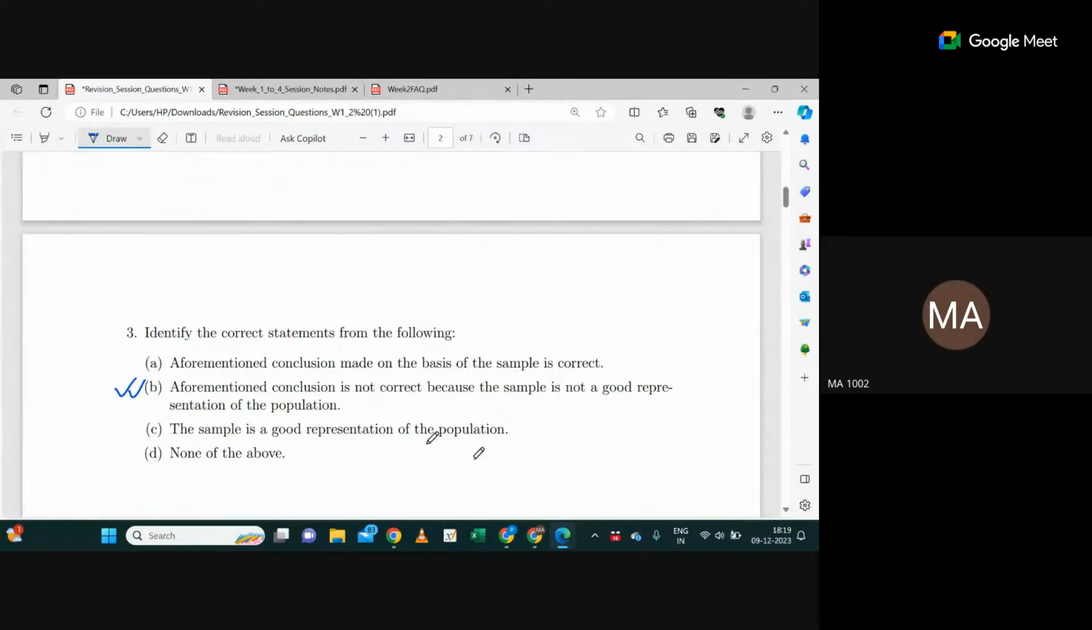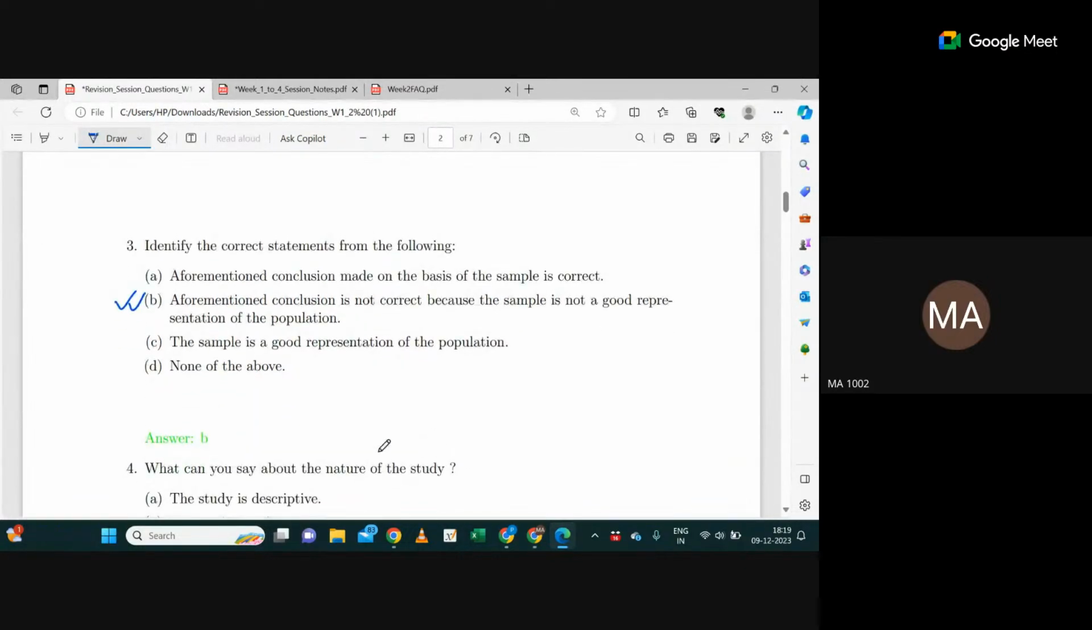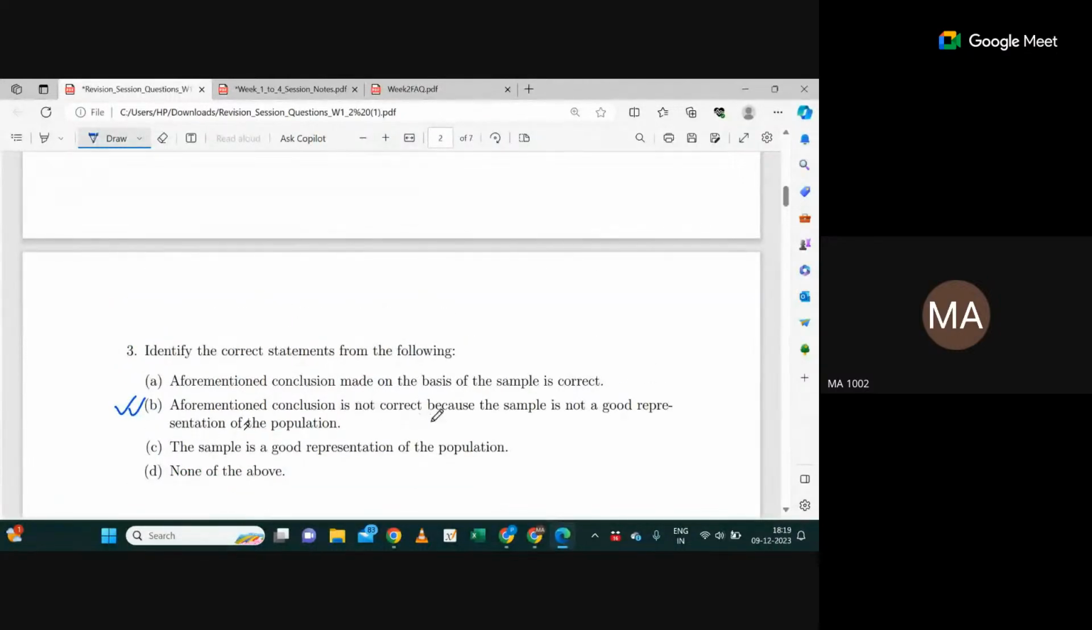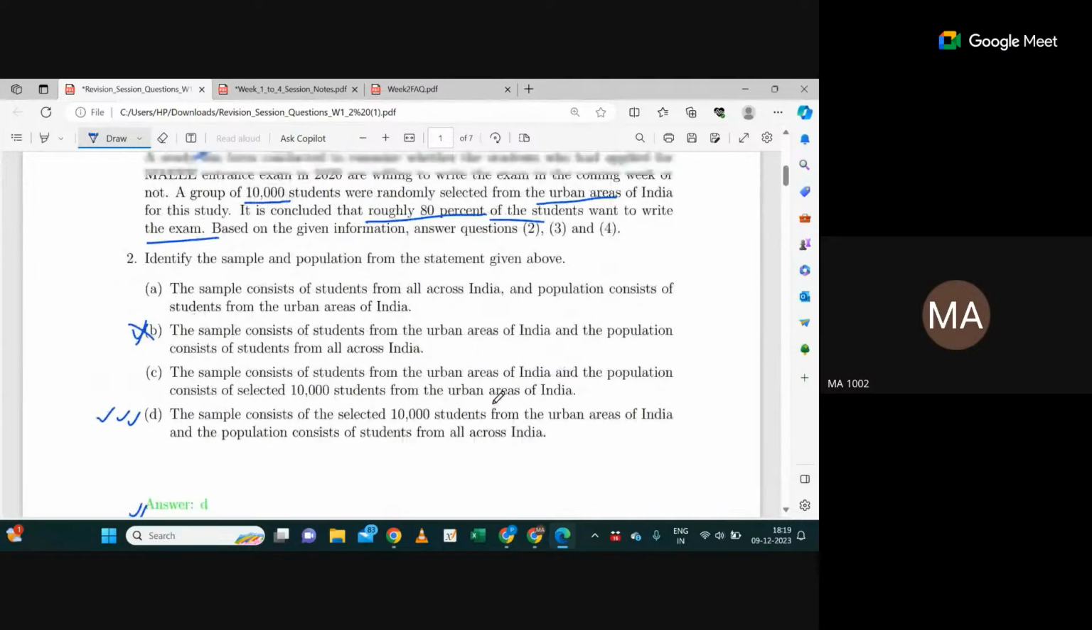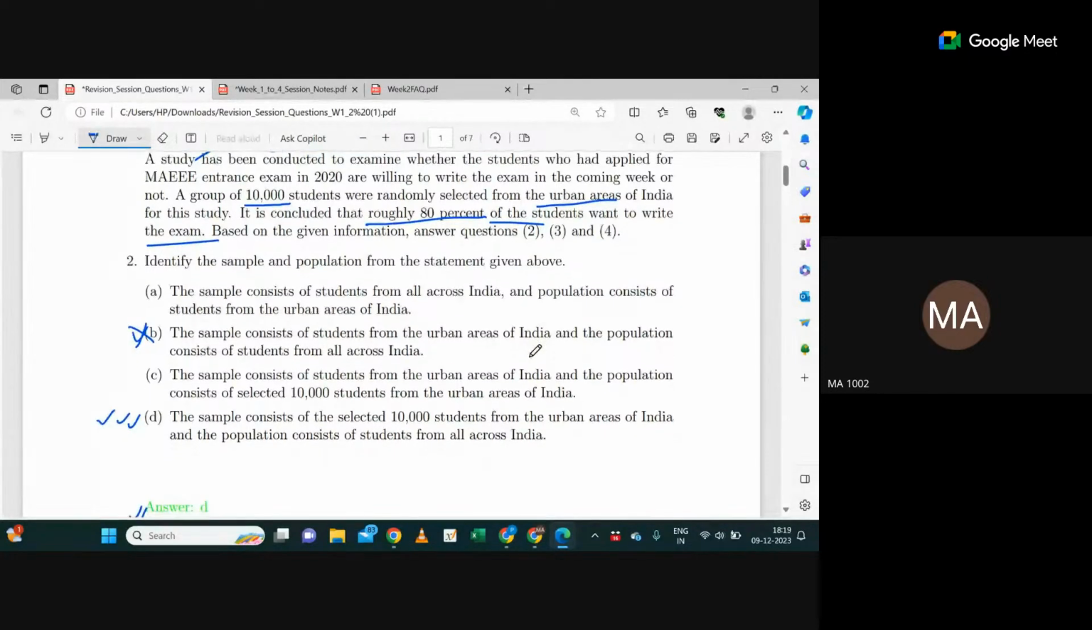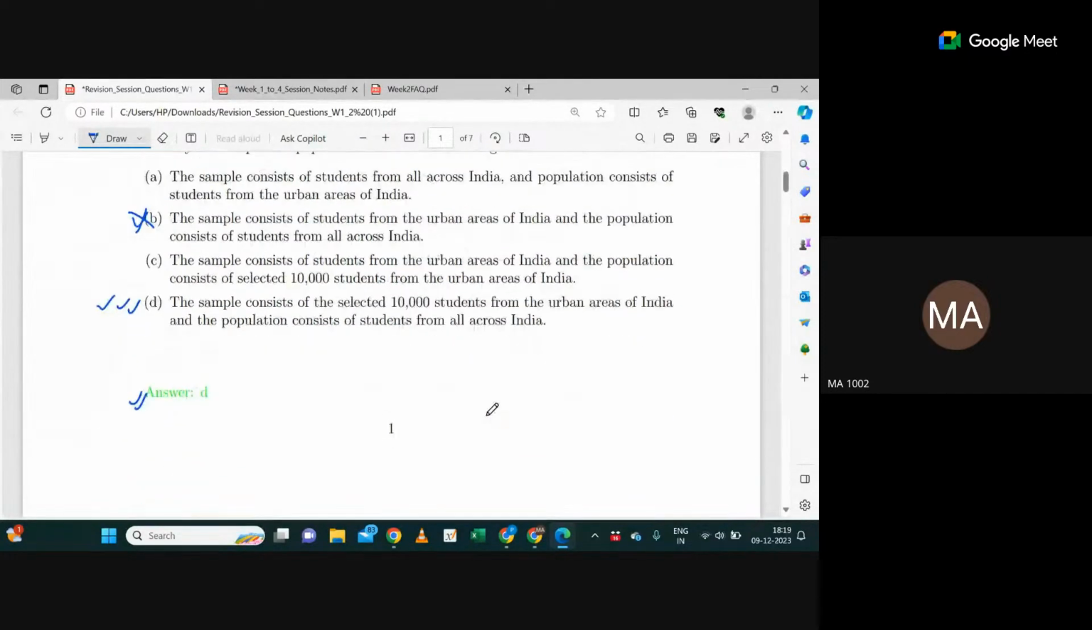Okay. So option B is the correct one here. Why? The conclusion is not correct because the sample is not a good representation of the population. Why? Only the urban students were considered. Urban students are taken. Correct.